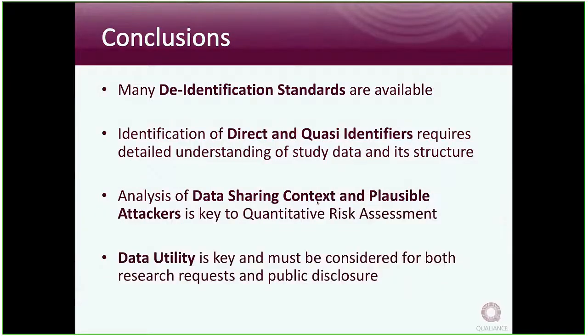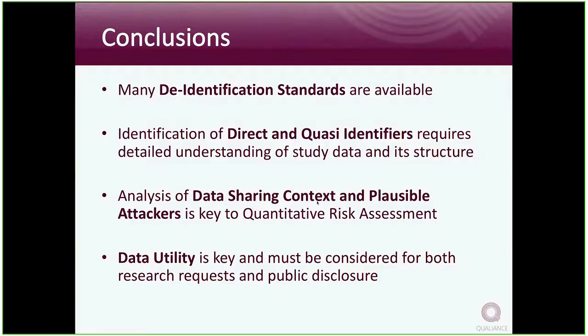So in conclusion, there are many different data identification standards that are available. Again, there's a lot of consistency between them. People speak to each other, fortunately, and review each other's work. But I would really advise you to read at least 2, 3, or 4 of them to get a full picture. The identification of direct and co-identifiers requires a detailed understanding of study data and structure.